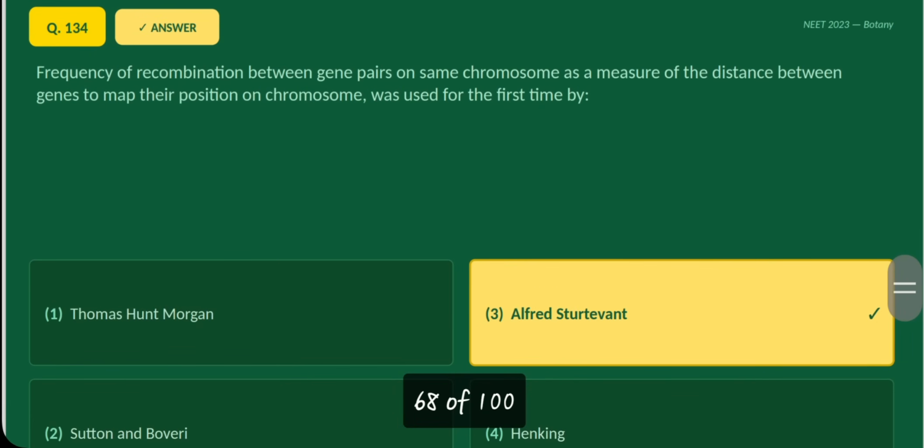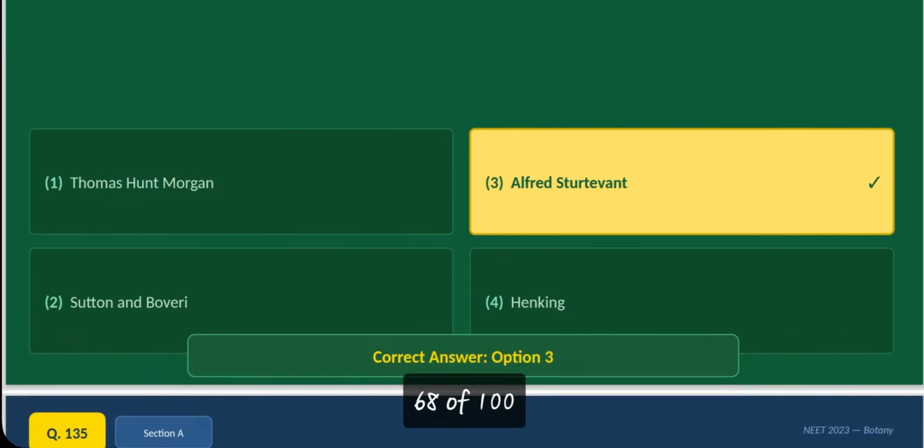So the gene mapping, it is so Alfred Sturtevant.